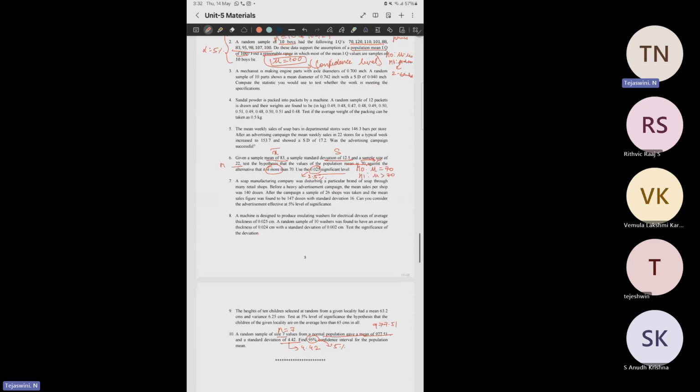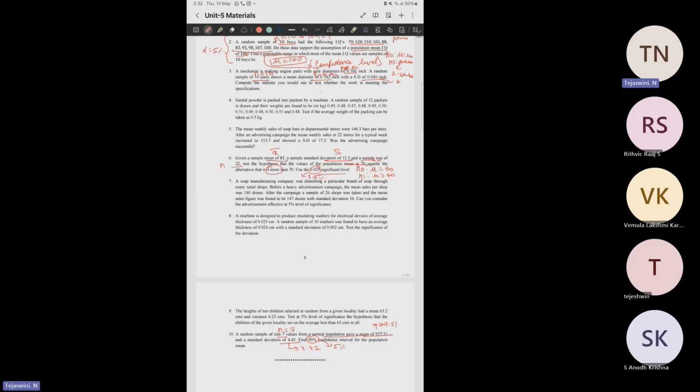So for the third question, a machinist is making engine parts with an axle diameter of 0.07 inch. A random sample of 10 parts, n is equal to 10, shows a mean diameter x bar is equal to 0.472. Sorry, I forgot to mark this. This is the population mean mu, and a standard deviation of 0.04 inch. Small s is also given.